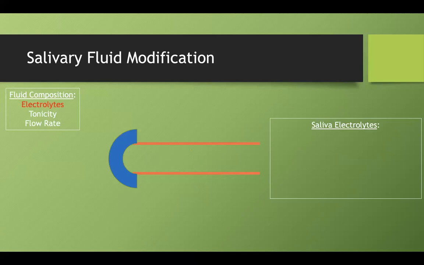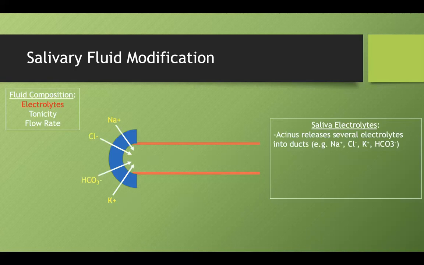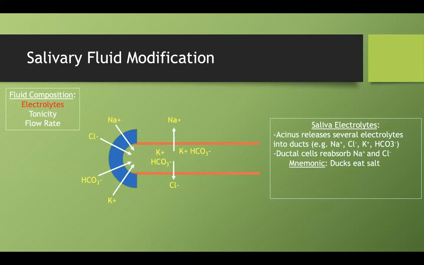So the acinus will release all the electrolytes. It'll release sodium, potassium, chloride, bicarb pretty indiscriminately. And so you'll get all of that into the duct. The duct, on the other hand, has a very preferential reabsorption of sodium and chloride. And I remember this by the mnemonic, ducts eat salt. So that helps me remember, okay, the duct is going to reabsorb the sodium and chloride.